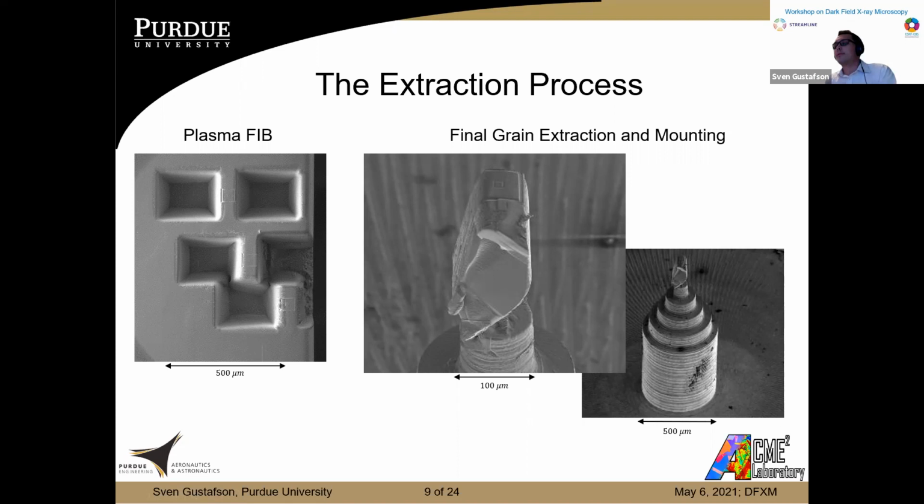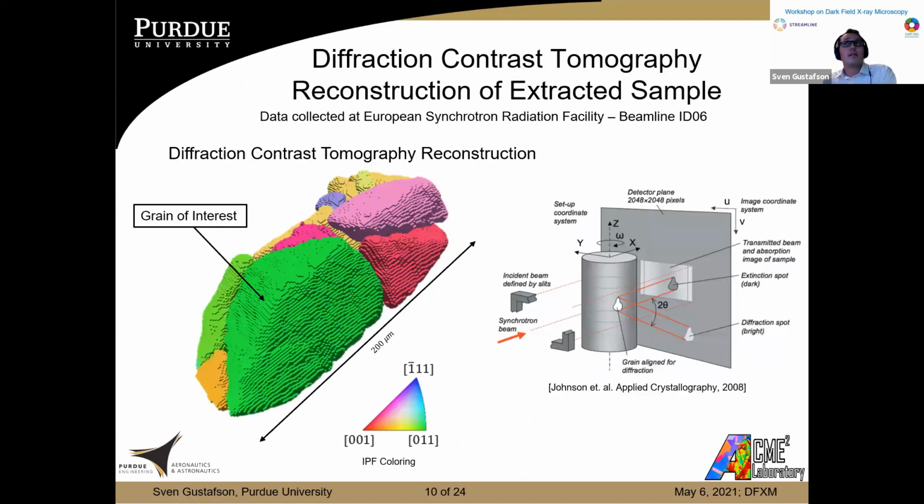So then we brought this sample across the pond for further characterization. The first thing that we did was we used diffraction contrast tomography, which I think we'll probably see a little bit later. We'll see more about that in further talks. But it's similar to near field where we have a close detector and we're able to have high spatial resolution. So we reconstructed our specimen that we now extracted from our larger sample.